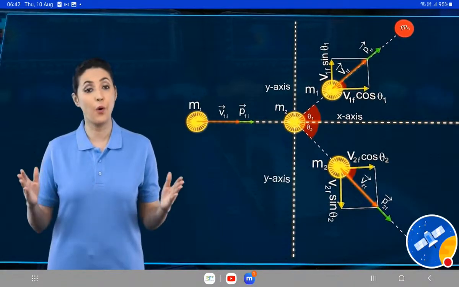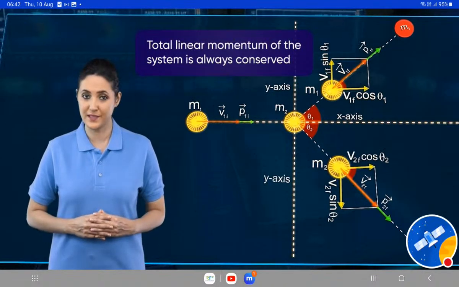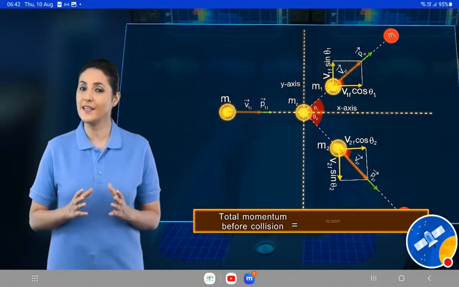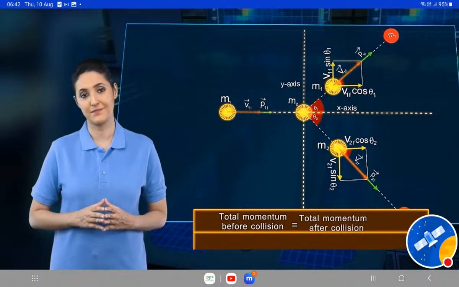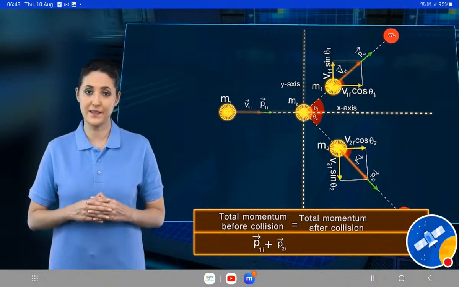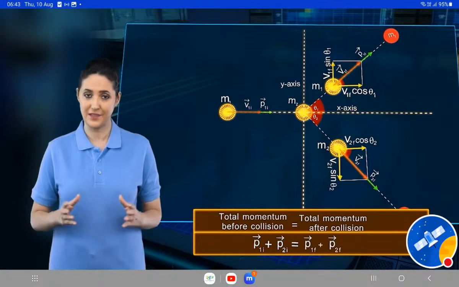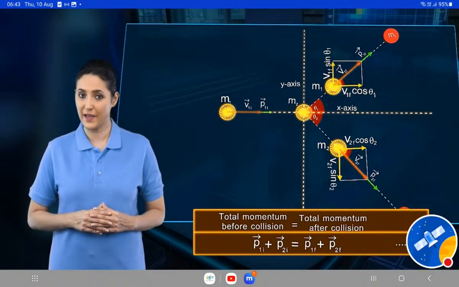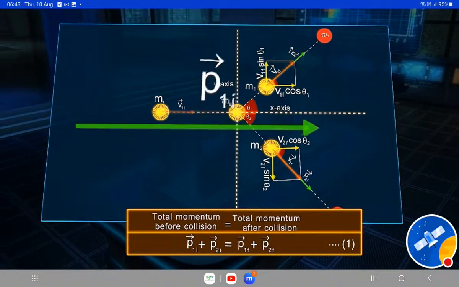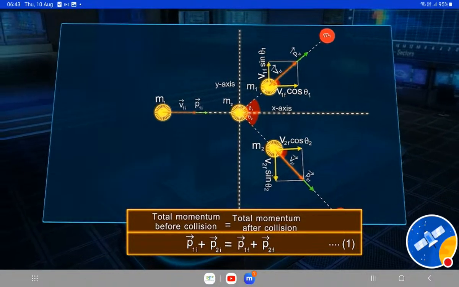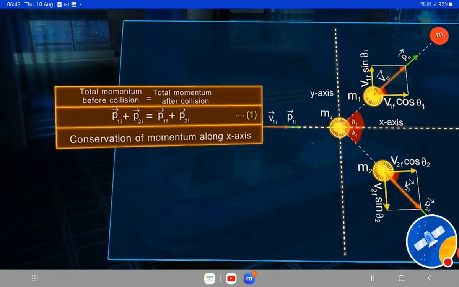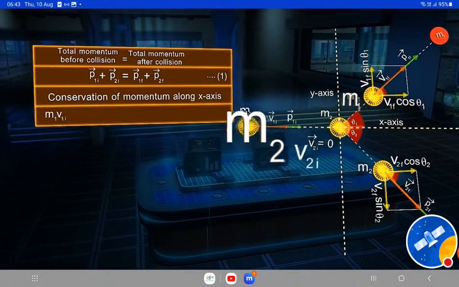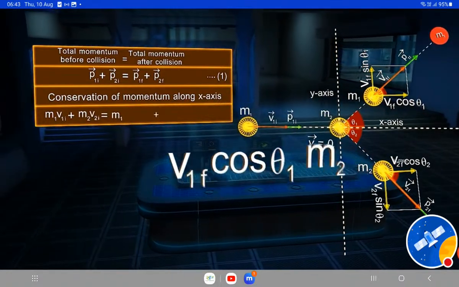Further, we know that in all collisions, the total linear momentum of the system is always conserved. That is, total momentum before collision is equal to the total momentum after the collision. Vector p1i plus vector p2i equals vector p1f plus vector p2f. Here, one should note that as momentum is a vector quantity, its components in the x and y directions must also be conserved. Hence, the expression for conservation of momentum along the x-axis can be written as equation 2.